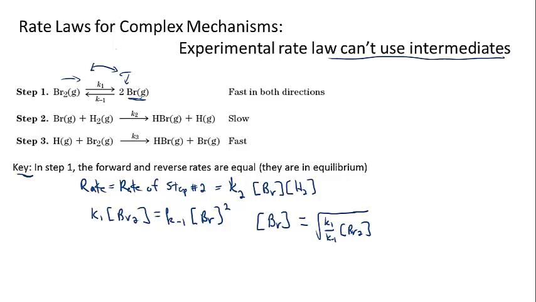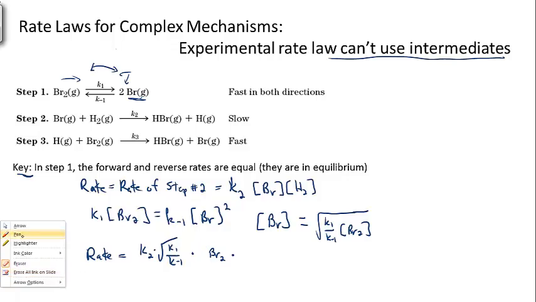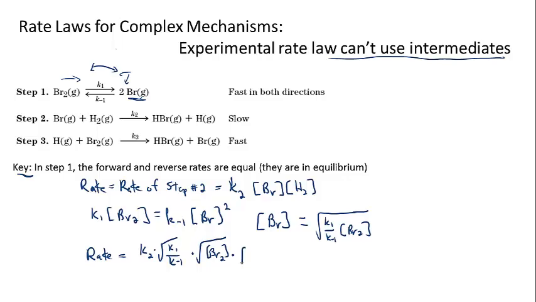And therefore, the overall real reaction rate is now going to be, we're going to substitute that in. Now this doesn't have a Br in it, so it's going to be equal to k2 times the square root of k1 over k-1 times the square root of the concentration of Br2 times the concentration of H2.